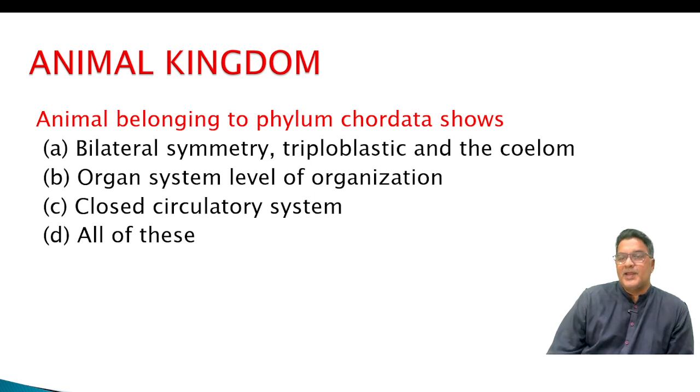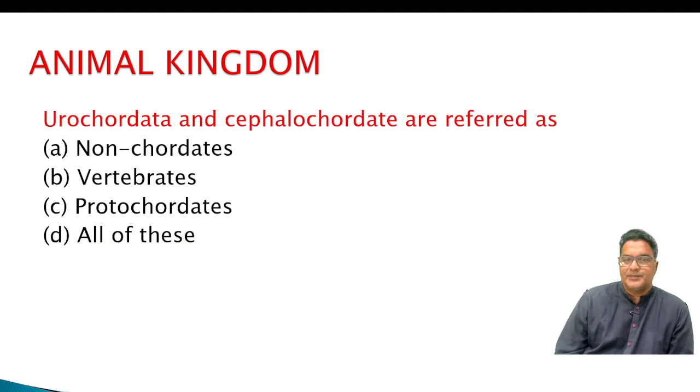Animal belongs to the phylum Chordata shows bilateral symmetry, triploblastic and coelom, organ system level of organization, closed circulatory system. Yes, all of these. Urochordata and Cephalochordata are referred as non-chordates, vertebrates, protochordates, all of these? Urochordata and Cephalochordata both are considered as protochordates.